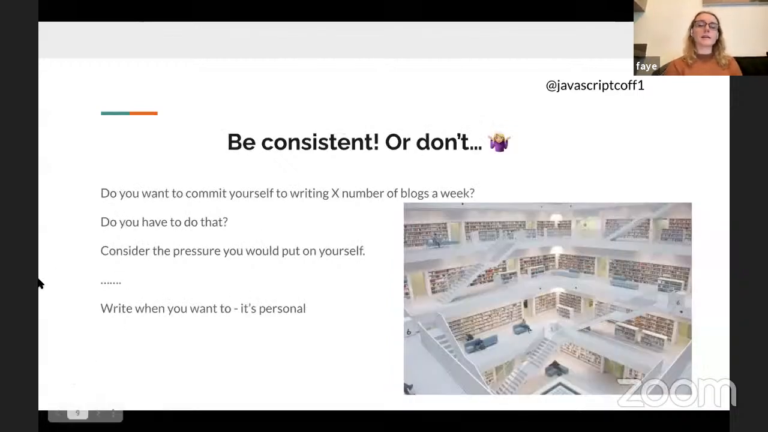Yeah. So it's a contentious topic: be consistent with writing. You've probably seen everyone on Twitter says a lot of things, but you have to be consistent. You should write 20 million times a week, and you should write every day, or you should do this, or you should do that. But do you have to? Do you want to put that pressure on yourself?